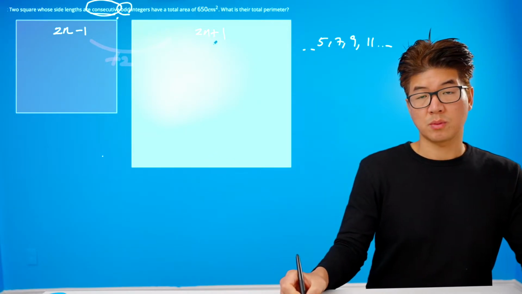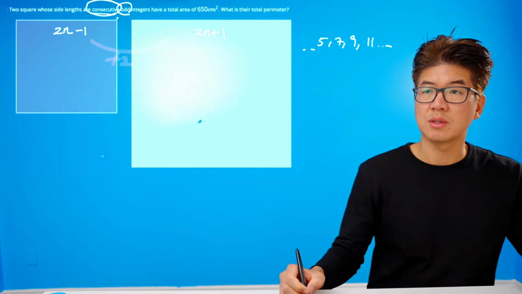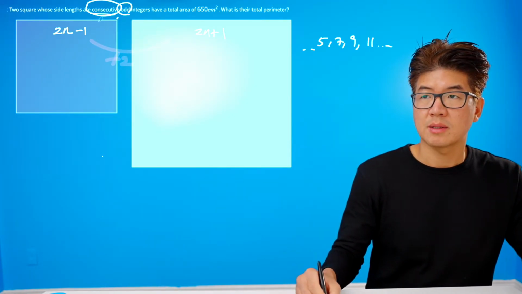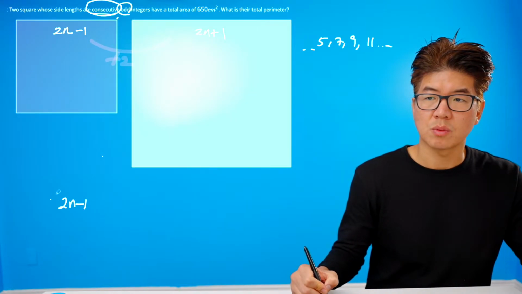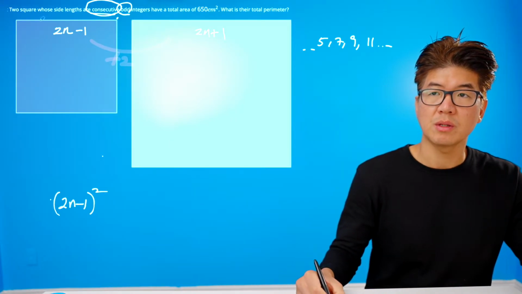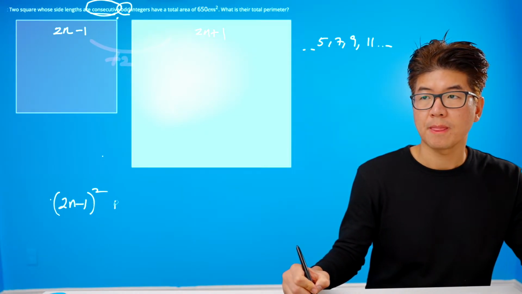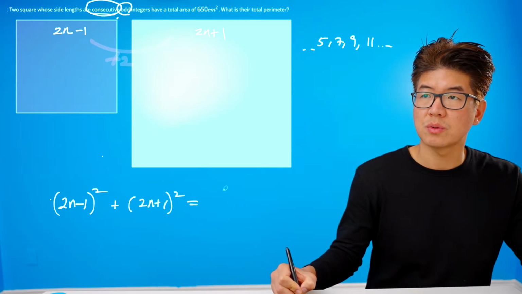I'm going to do it this way. You can try using x and x plus 2 and see how the algebra is different. Now let's set this up. The area for this is 2n minus 1 squared, right? This times this is 2n minus 1 squared. And then 2n plus 1 squared similarly. This is equal to 650.